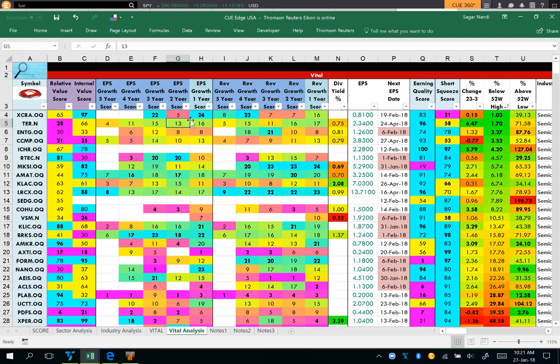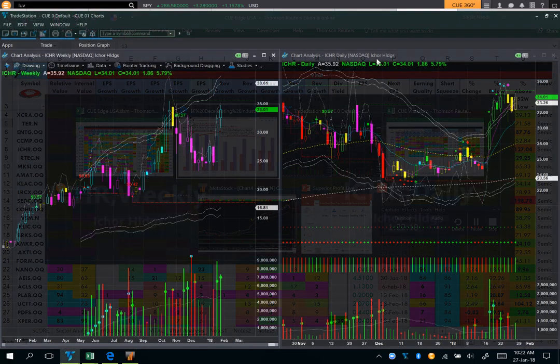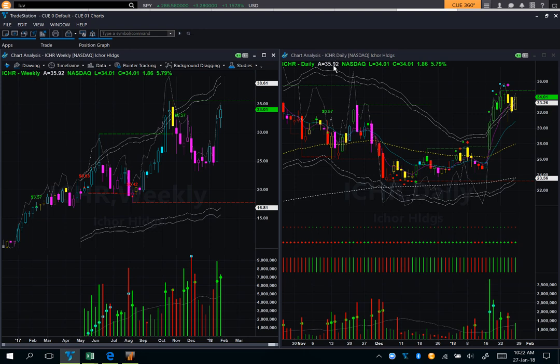Let's look at some of the stocks that are showing double top or possible double top. ICHR Holdings, ICHR.